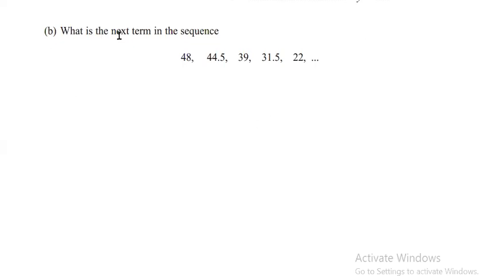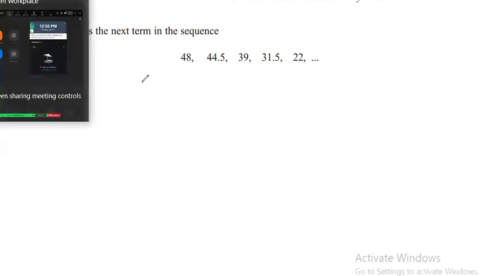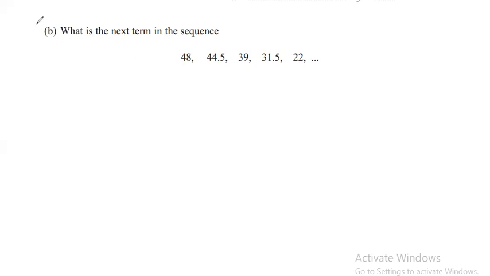Question B: what's the next term in the sequence? Here we have a sequence and we want to know what's the next term. First thing we do is find the first difference between each term, or the term-to-term rule of the sequence. So here we need to find how 48 became 44.5, and then how 44.5 became 39. Same idea with the next ones: 39 became 31.5, and how did 31.5 become 22? And this will help me find the number after 22, okay?